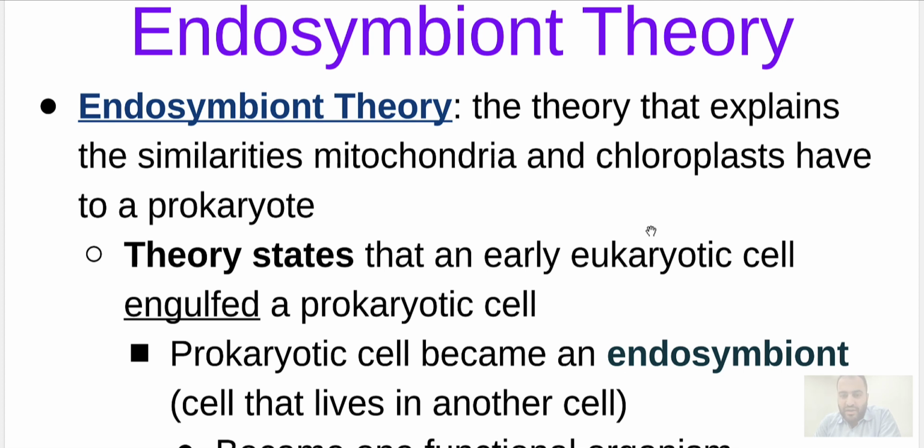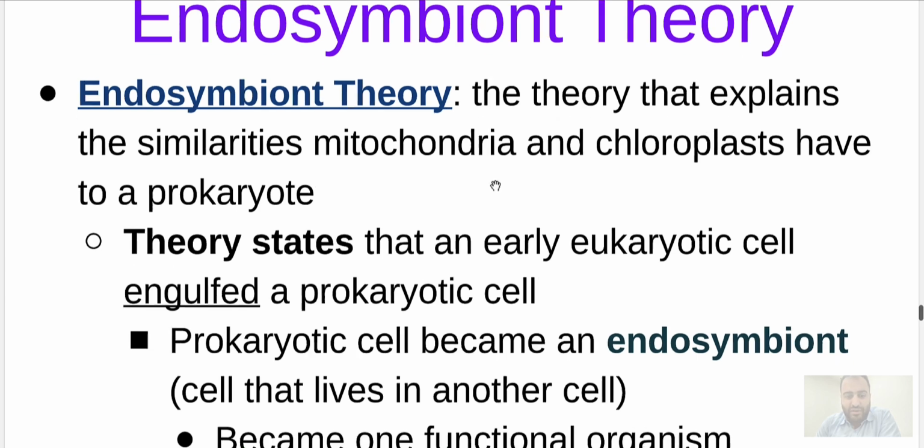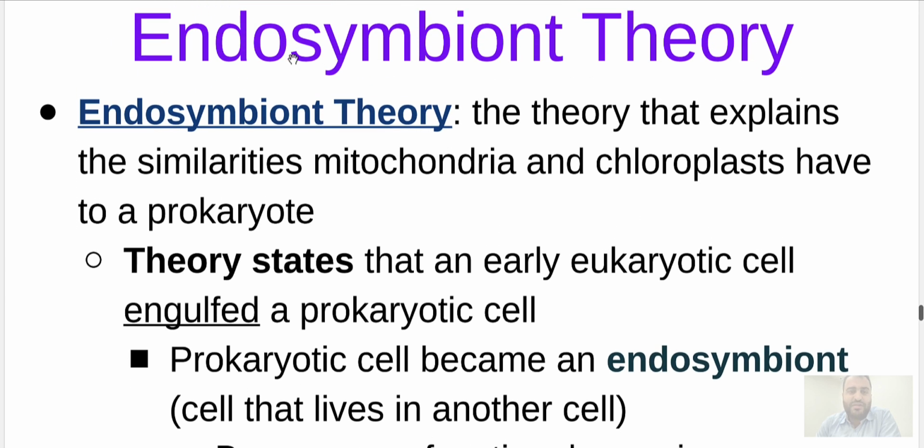So they asked the question: why do mitochondria and chloroplasts have their own DNA? Why do they have a double membrane? Why do they have ribosomes? Why do they have proteins? Why can they replicate by themselves? So after analyzing those two organelles, they came up with a theory, which means a scientific explanation. What was the scientific explanation behind having all of those? The scientific explanation was endosymbiosis.